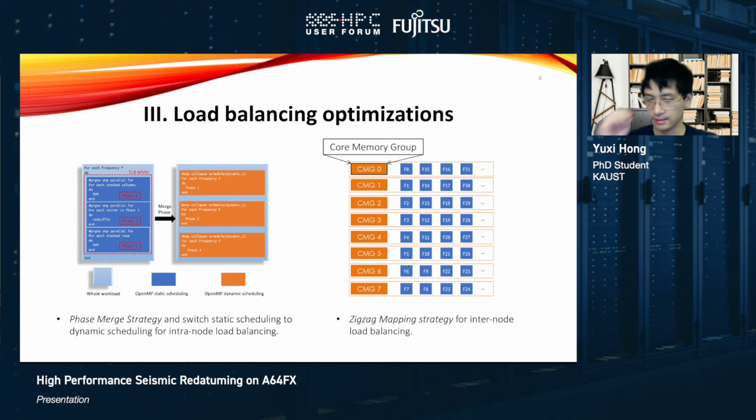The second is the zigzag mapping strategy. We use one MPI process mapped to one core memory group. If you use the static naive chunk allocation, which means the first MPI process is responsible for the first partition of the dataset, it will cause the problem that it has less work than the last MPI process. So what we do is use this zigzag mapping strategy. We try to allocate the workload evenly to all the MPI processes.